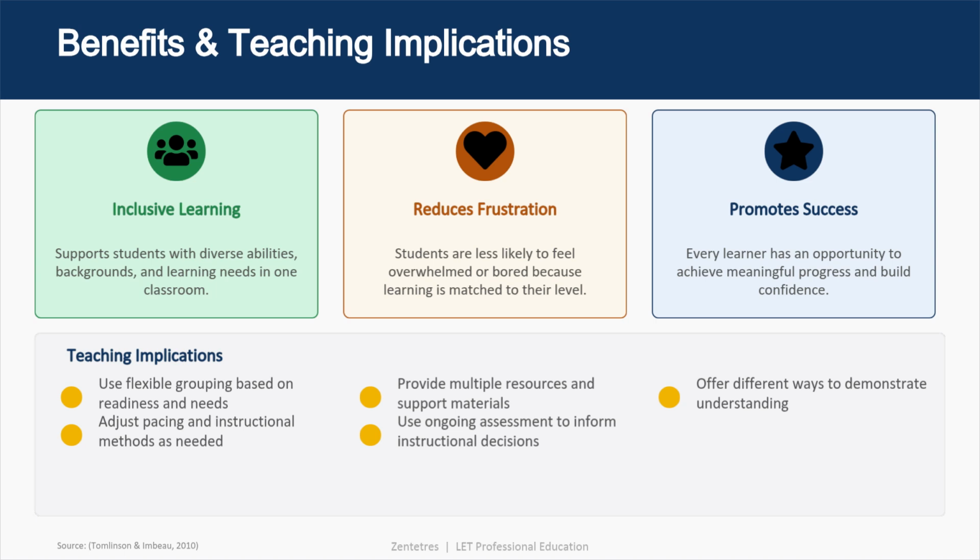For teaching implications, use flexible grouping, sometimes by ability, sometimes by interest, sometimes randomly. The groupings should change based on the task and the data you have. Provide multiple resources for the same content. Let students show what they know in different ways. And most importantly, assess continuously. Don't wait for the end of term to find out who is falling behind.